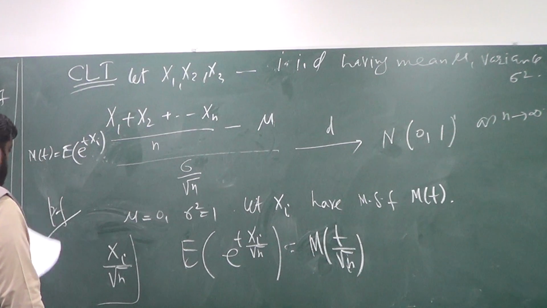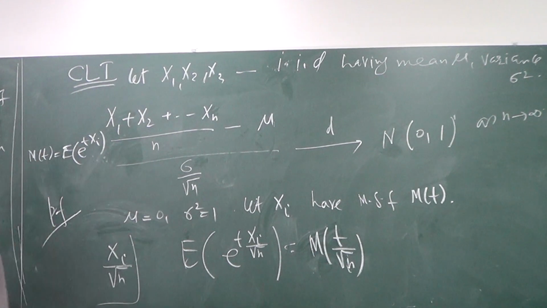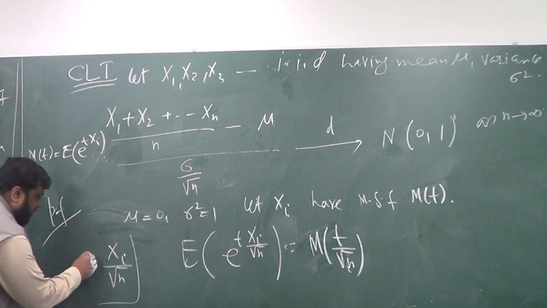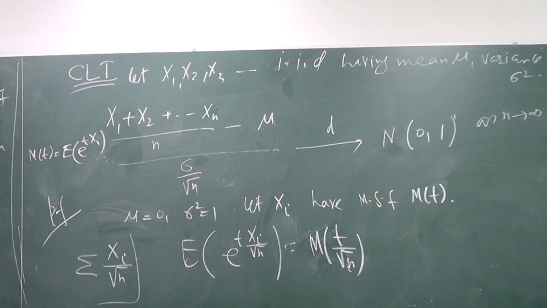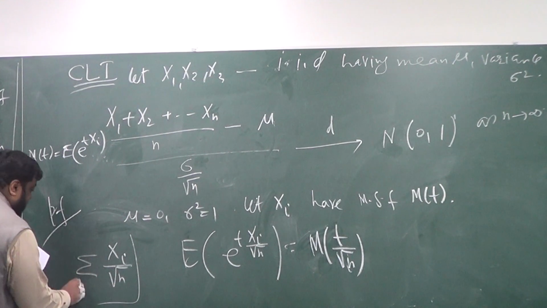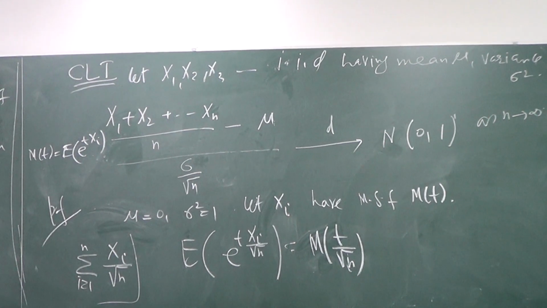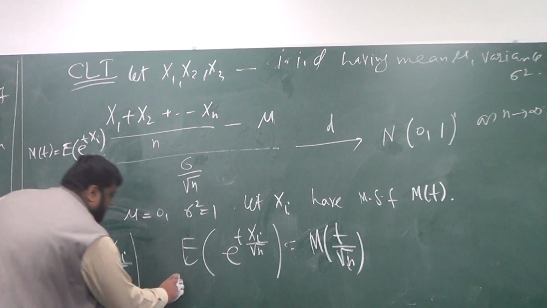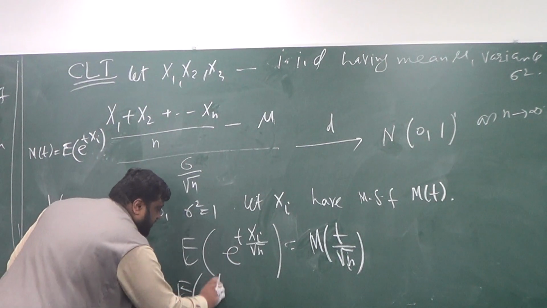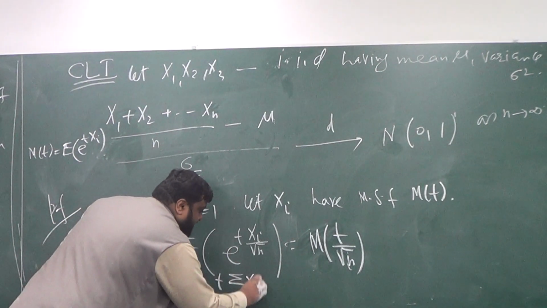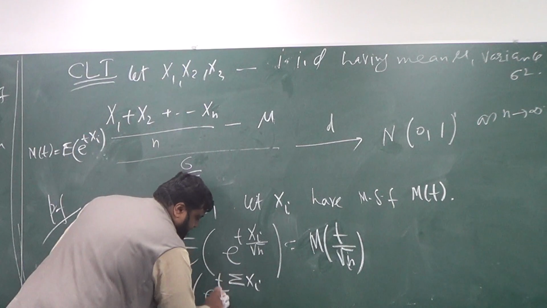If you have this, then the next question is, what would be the moment generating function for this sum now, with i equal to 1 to n? Just giving you a sketch, you can read the proof for yourself. So I have to take the expectation of e to the t xi over square root of n.